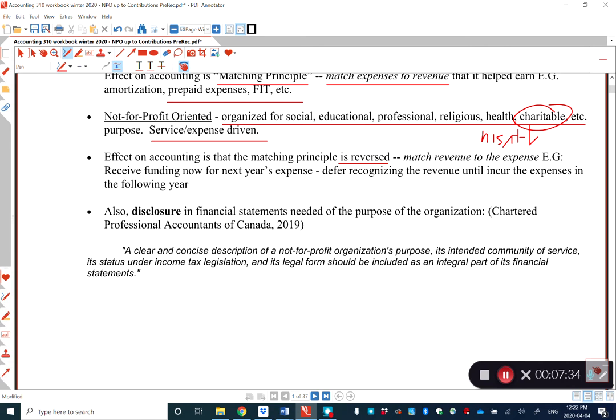Instead of matching expenses to revenue as in for-profit, the attempt here is to match revenue to the expense. So frequently, a not-for-profit organization, and let's pick a charity because it's the easiest to manifest in our brain, will receive funding now for some kind of event that's going to take place next year or in future years. So the funding or revenue tends to be deferred until the actual expenses are incurred.